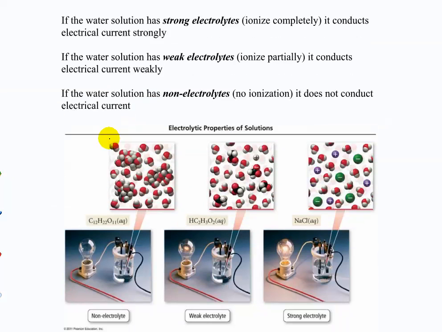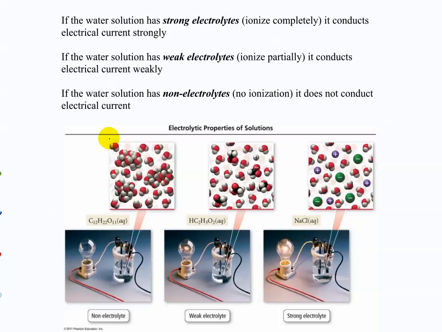So a couple more terms. Strong electrolytes ionize completely. A strong electrolyte means a substance that when you put it in water completely dissociates. There's no original stuff left over. It's just the ions surrounded by water. You can have a weak electrolyte that partially ionizes. And you'll talk a lot about those next semester if you take the second semester part about how to determine how much is there and so on. And then you have non-electrolytes, things that do not ionize, do not conduct electrical current.